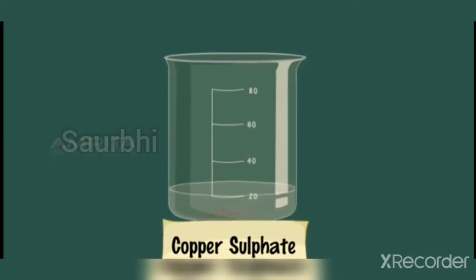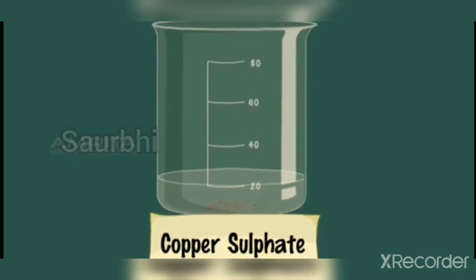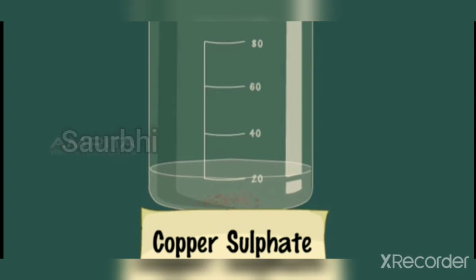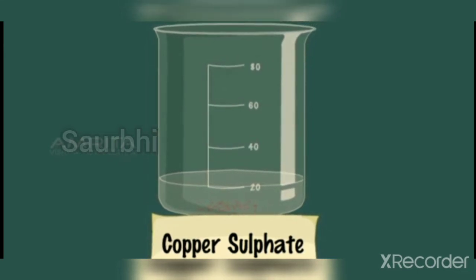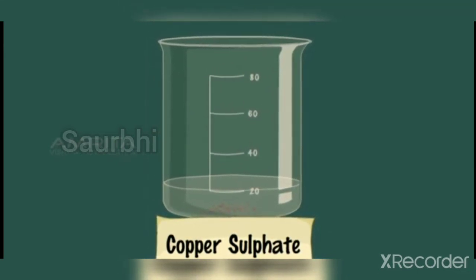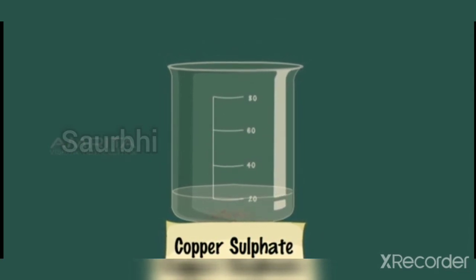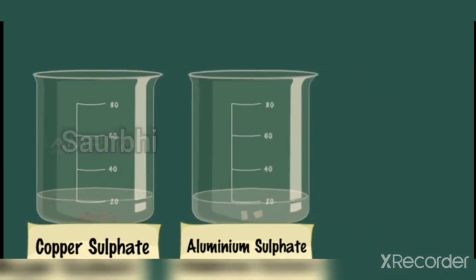In the copper sulfate solution, what we observe is that the blue color of the copper sulfate in the beaker disappears, and red brown particles of copper settle down at the bottom of the beaker. It indicates that Zn is more reactive than copper and displaces it from CuSO4 solution and becomes colorless to form ZnSO4.